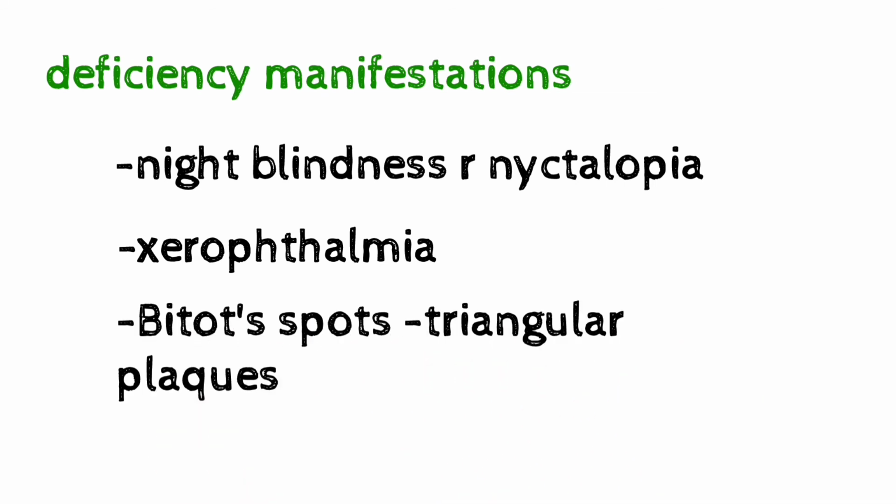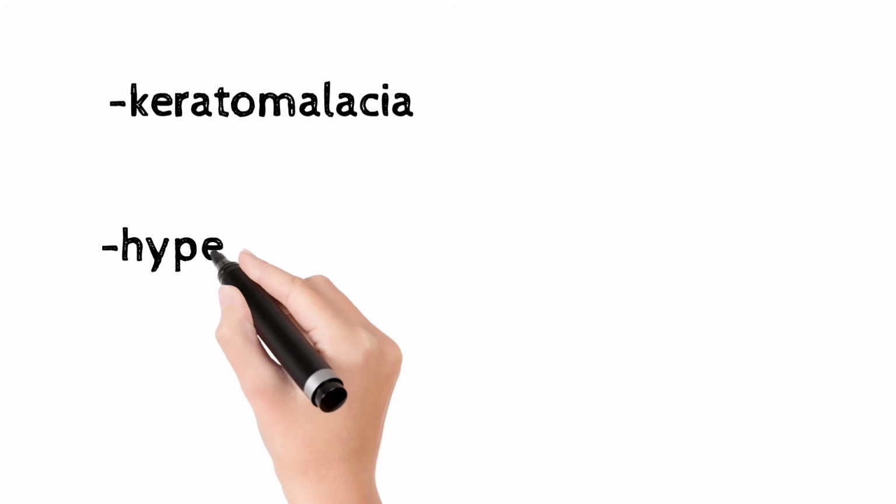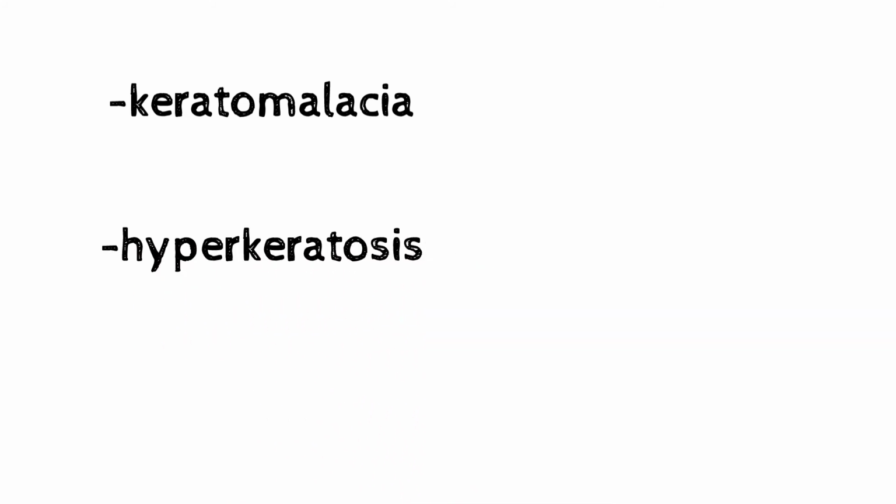Third, Bitot's spots. What is this? It is the greyish white triangular plaques in the conjunctiva. This is because in certain areas the conjunctiva would become thick. Next, keratomalacia. If xerophthalmia persists for a long time, it will lead to softening of cornea. This is called keratomalacia. Next, follicular hyperkeratosis. Here, the skin will become rough due to hyperkeratinization of the epithelium lining the follicles.